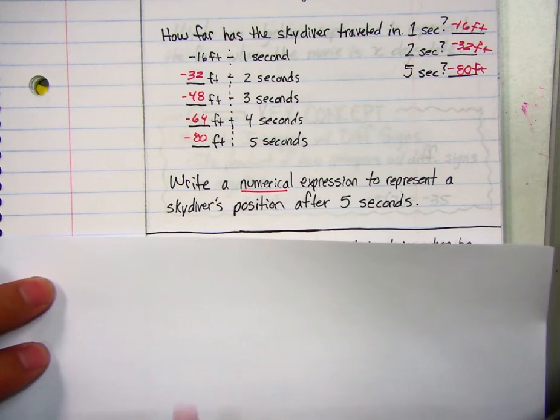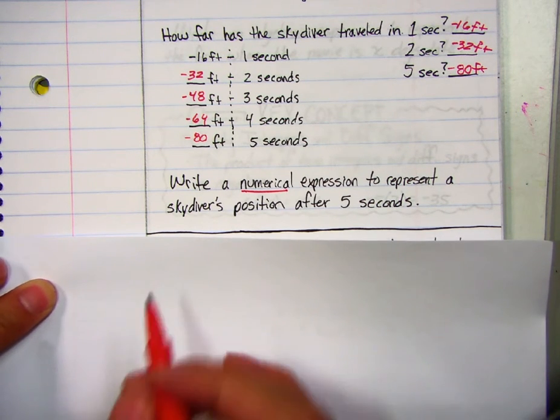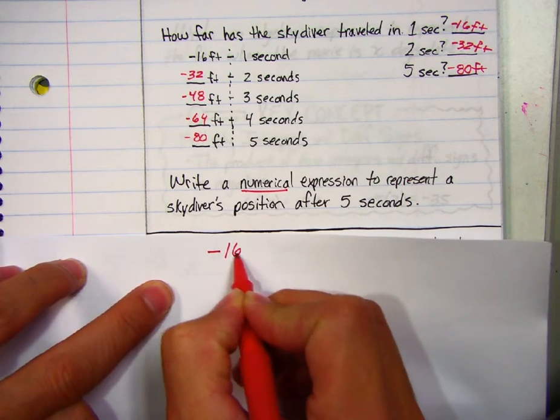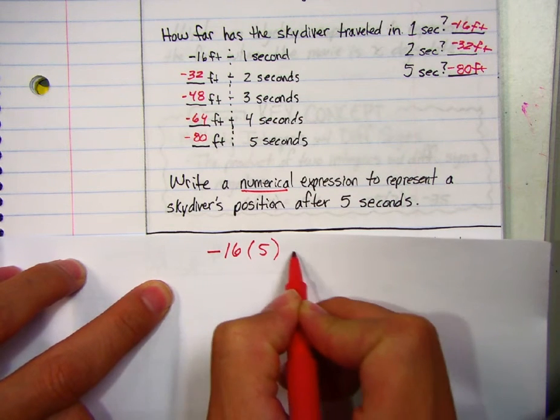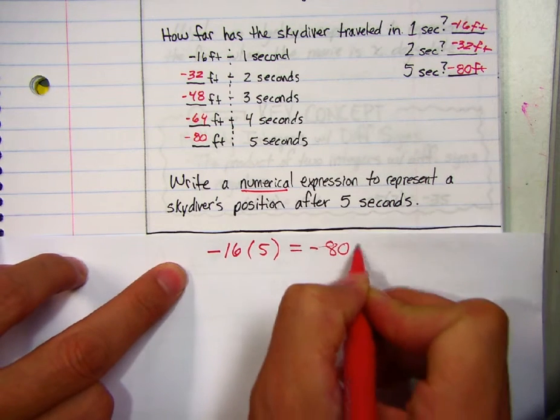My next question to you would be to write a numerical expression to represent the skydiver's position after 5 seconds. How could you show this in a numerical expression? Well, we know that we dropped 16 feet per second, okay? And I know I'm dropping for 5 seconds. So if I multiply those two together, I get negative 80 feet.